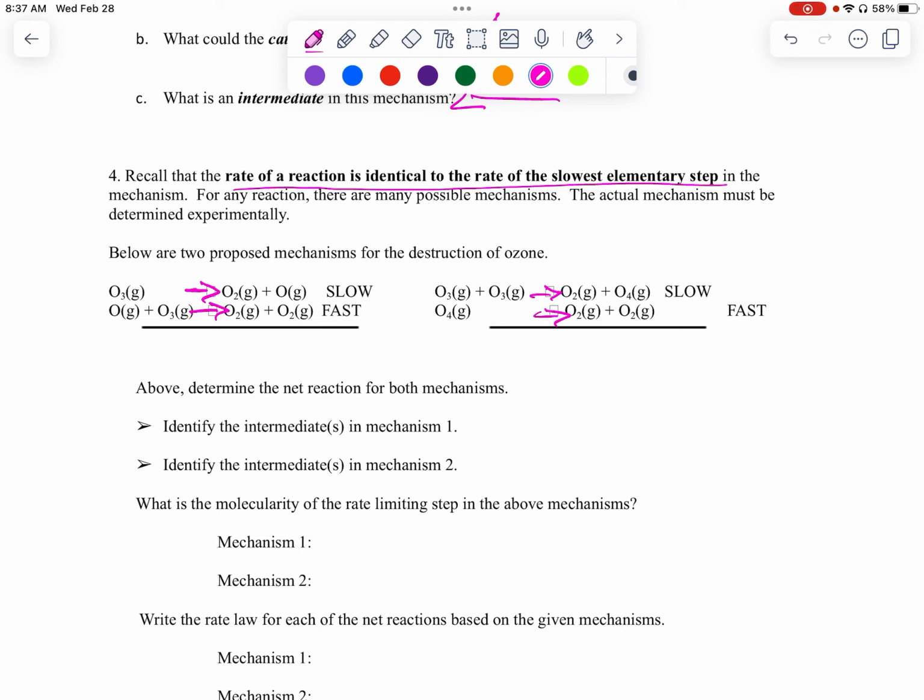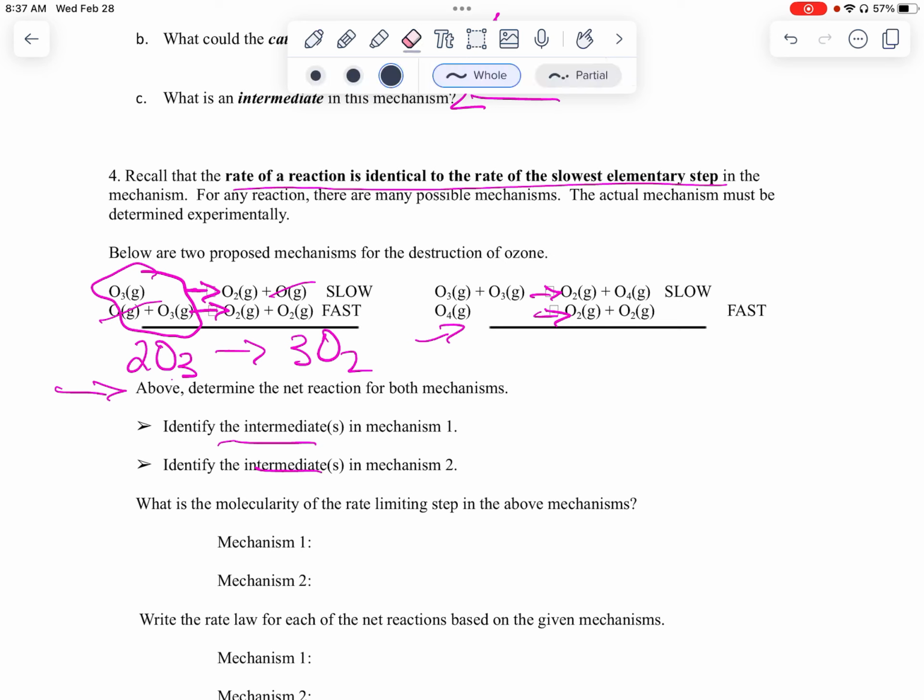So first things first. Above, determine the net reaction for both. So come up here, if they show up on both sides, cross them off, combine. Now some kids get confused. How do I combine this? Well, guys, that's going to be two O3s, right? Three O2s. I'll let you do this one. Intermediate is made and then used. So yes, there's intermediates in both. Find them.